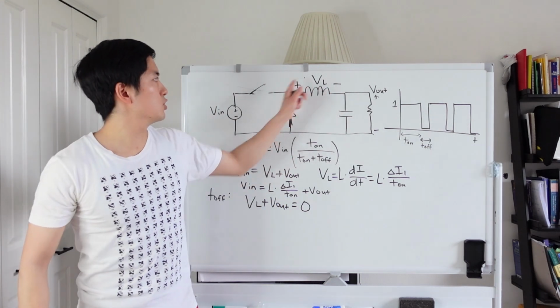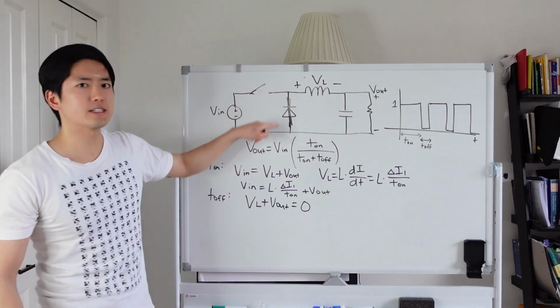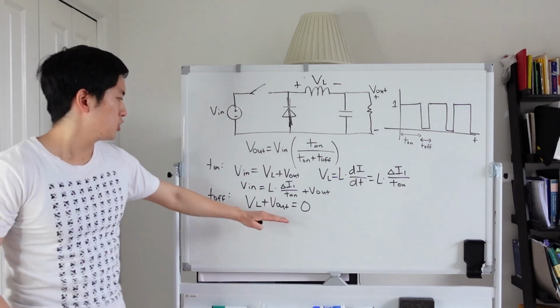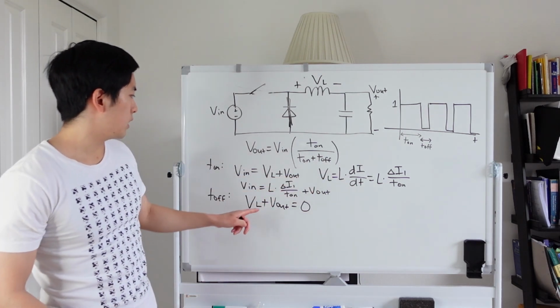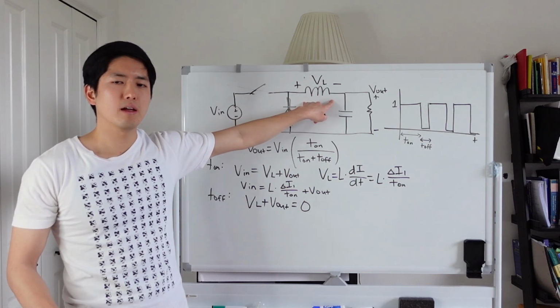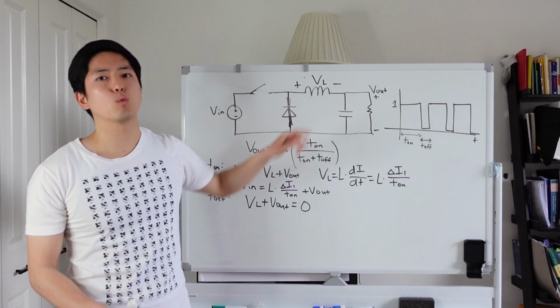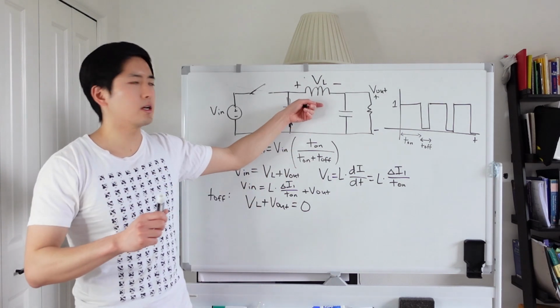Yeah, because looking at this loop, all we have is this voltage drop and this voltage drop. This diode here is short. So now that we have this equation, we can do the same as before, where we can write out the voltage drop across this inductor as a function of the inductance as well as the rate of change of the current running through this inductor.